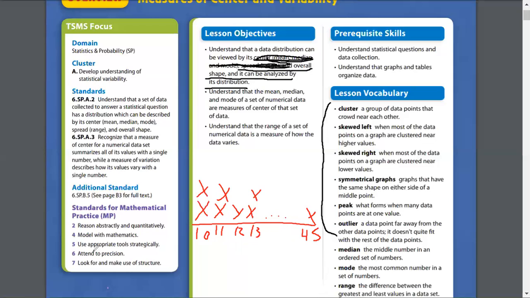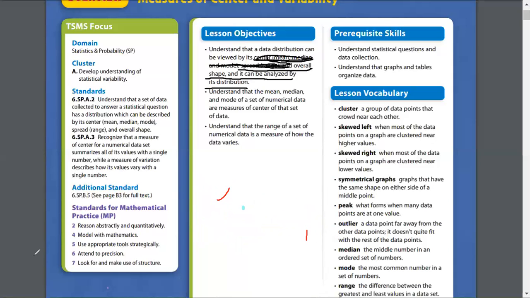Now, let's say there's a break in this graph. Let us know if you have any questions about these, and we're going to erase this page. Everyone should get out their practice and problem solving now.